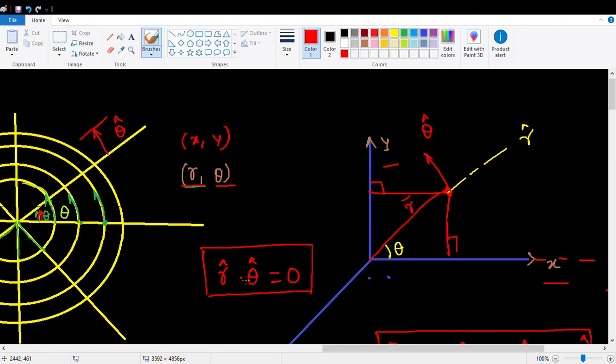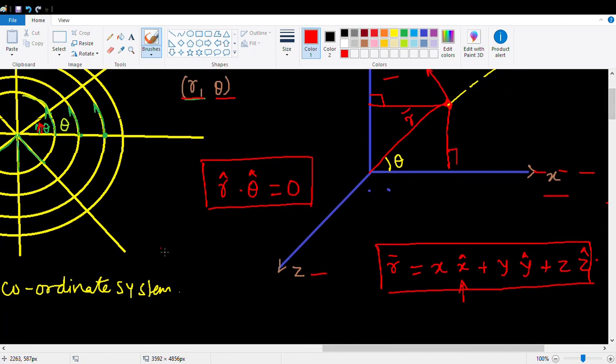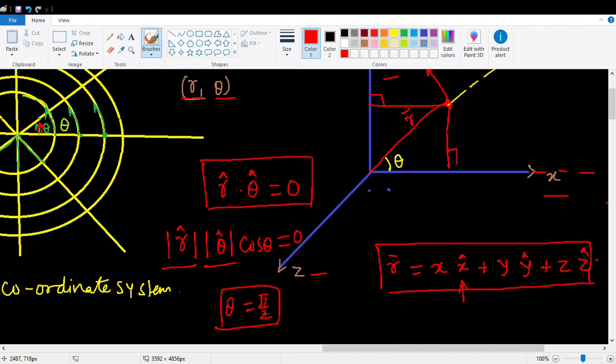It means that r hat dot theta hat, I can write as the magnitude of r hat, the magnitude of this one, into cos theta. If it is 0, then this is my 1, because the magnitude of any unit vector is going to give you 1. Now cos theta is 0. For what angle is theta going to give you 0? It is 90 degrees. So theta is 90 degrees.